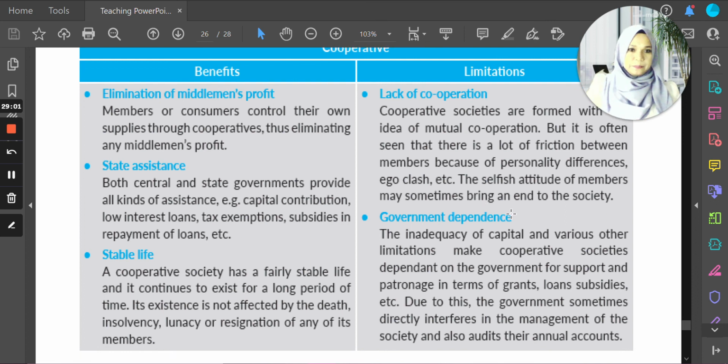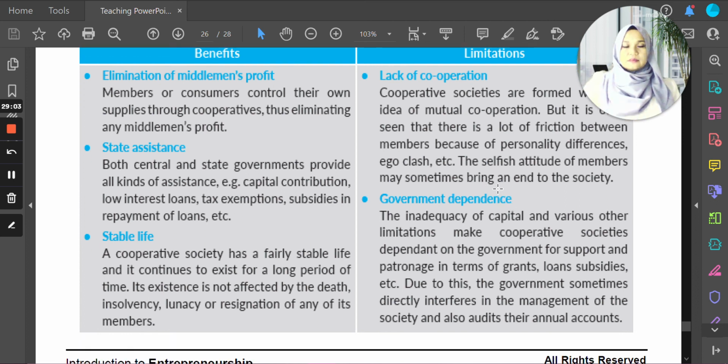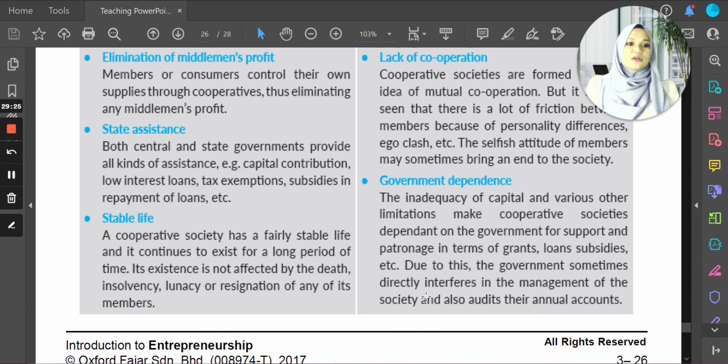All right, and now cooperatives are typically government dependent, because the inadequacy of capital and various other limitations make these cooperative societies dependent so much on the support of the government. Okay, so due to this, government sometimes directly interferes in the management of the society and also audits their annual accounts.